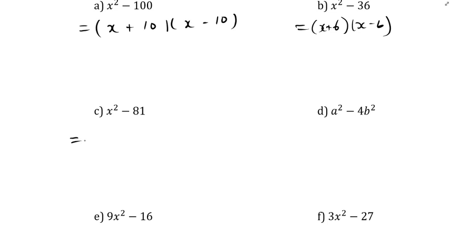Two terms, minus sign between them. Is 81 a perfect square? What's the square root of 81, Kristen? 9. X minus 9, X plus 9. Done.